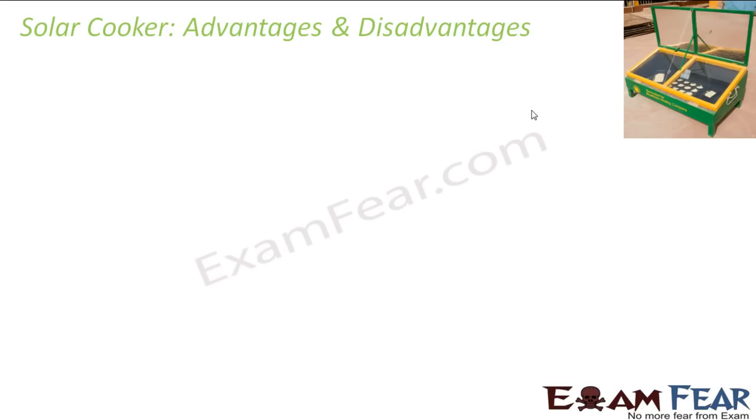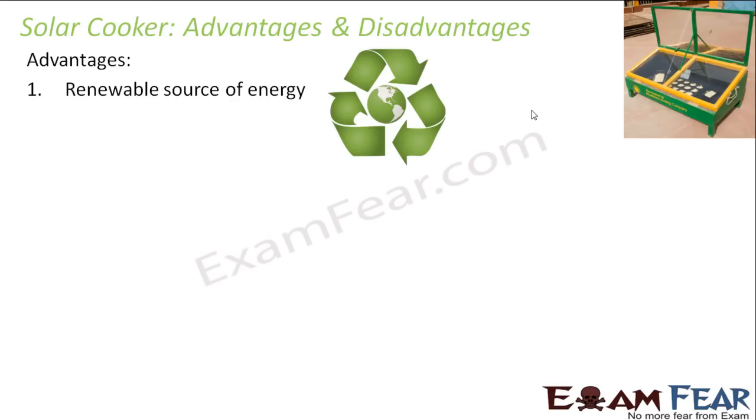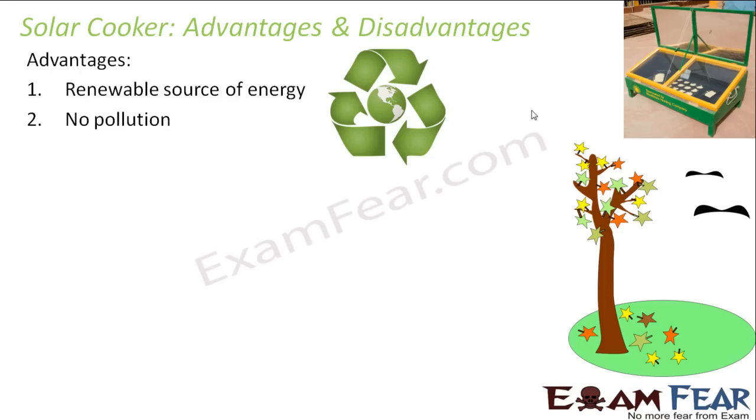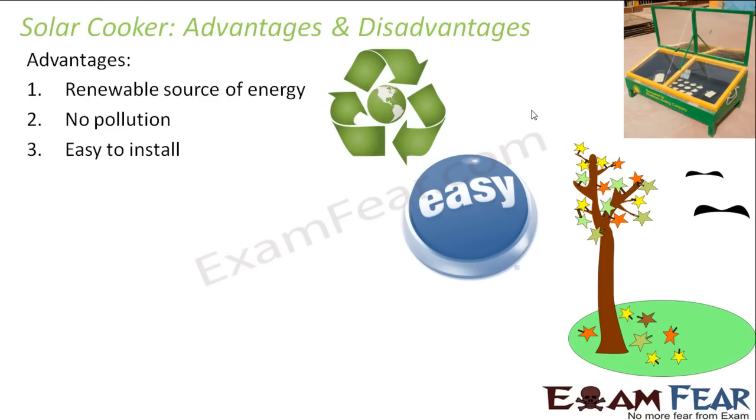But now if we try to look at the advantages and disadvantages associated with solar cooker, what do we see? Well, when I talk about the advantages, it is a renewable source of energy because we get sunlight every time. Not every time, but every day at least. There is no pollution involved, right? It is easy to install, not very difficult to install. Many of you would already have a solar cooker at your houses, right? So it is very simple to operate as well.